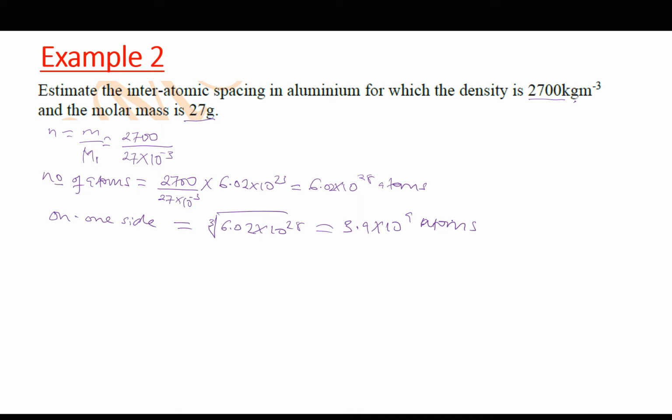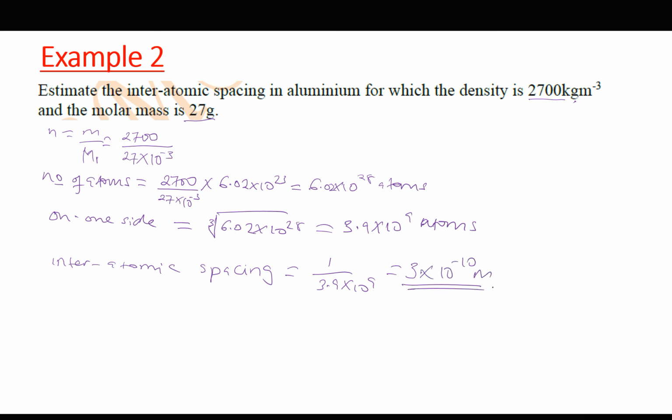But remember, a cube is 1 meter cubed. One side of the cube is 1 meter. So it means the interatomic spacing is going to be equal to 1 over 3.9 times 10 power 9. And when I press my calculator, I'm getting 2.5 times 10 power negative 10. But remember I said since we have just made an assumption, we shall write this to one significant figure, 3 times 10 power negative 10 meters.